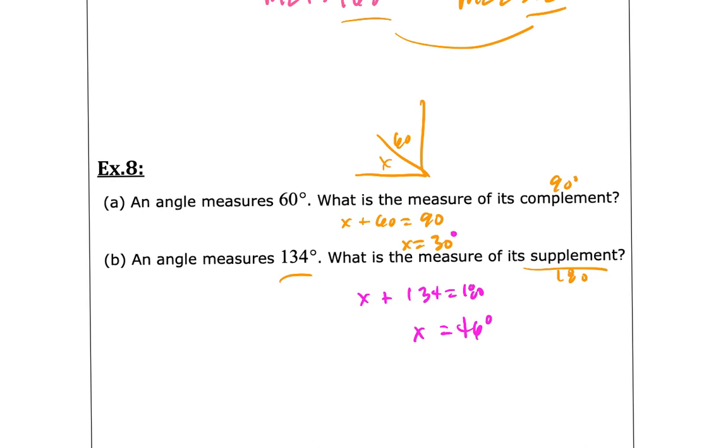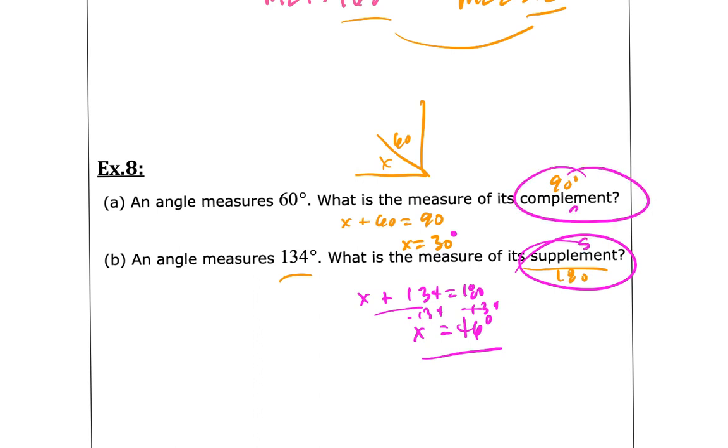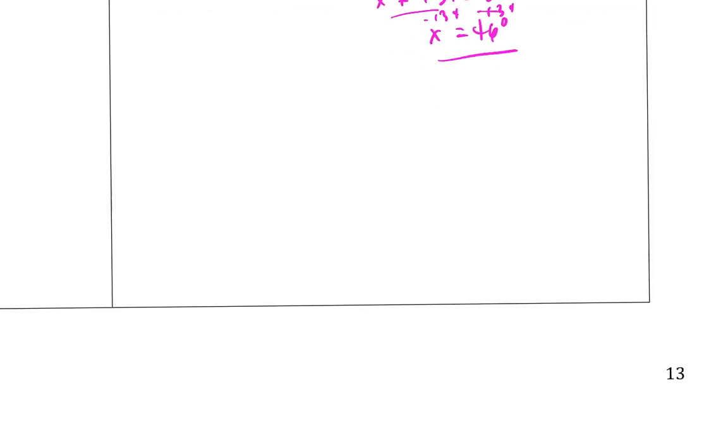And for the supplement of 134 degrees, you'd have x plus 134 equals 180. Subtract 134 from both sides, and you get that x equals 46 degrees. There you go. That's how you do that. Set it up with an equation to keep yourself safe. Remember, supplement starts with an S, complement starts with a C, C comes before S, and 90 comes before 180. That's a good way to remember the difference.